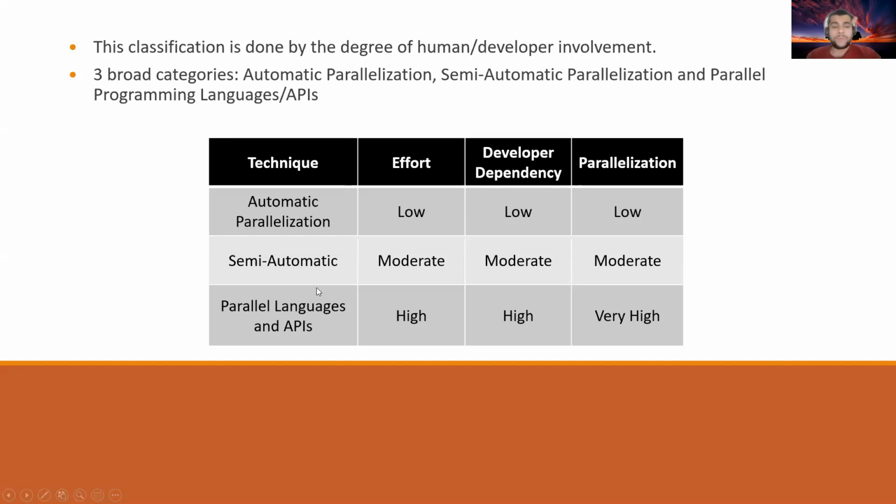And then the main thing is parallel languages and APIs. If you're writing fresh code in a parallel language using some parallel programming frameworks and APIs, languages such as Haskell, Cilk, and the OpenMP framework or MPI framework, then definitely effort will be high. You'll have to sit down, learn the entire framework, learn the language, learn the functions to fully utilize it. The developer dependency is also very high, but the degree of parallelization that you get is very high as well, really high compared to the above two.